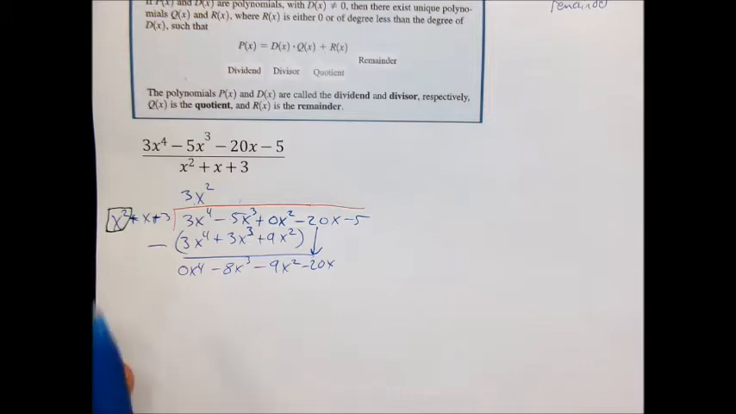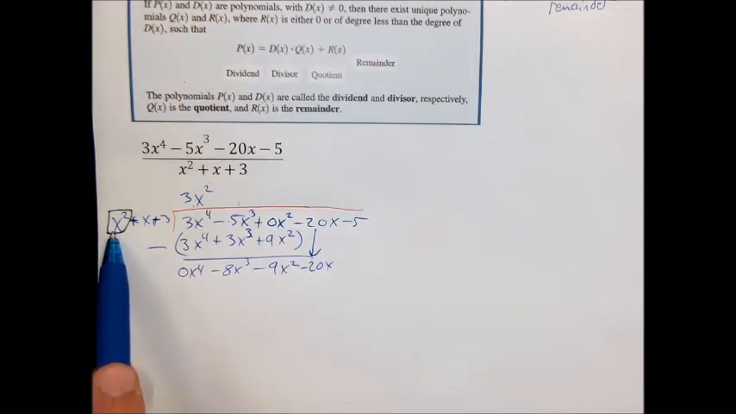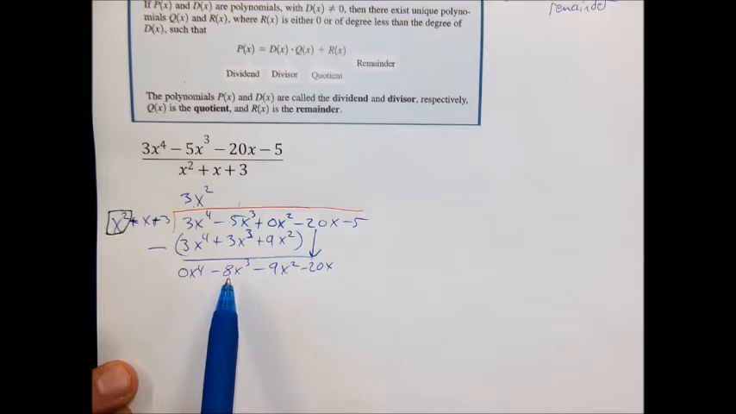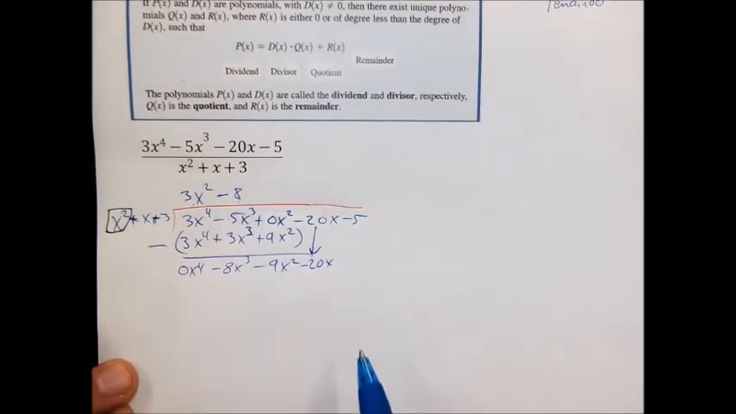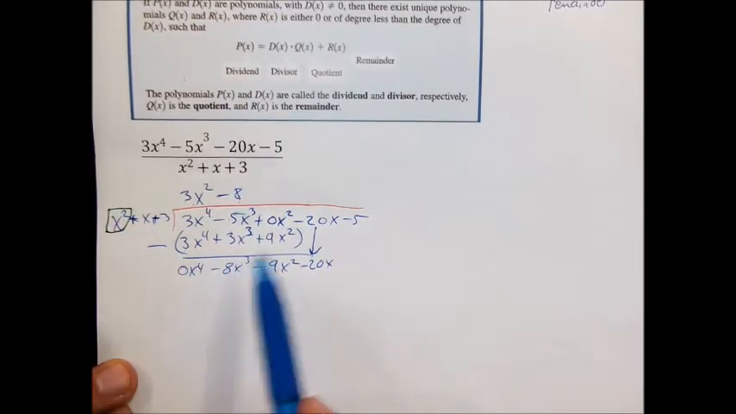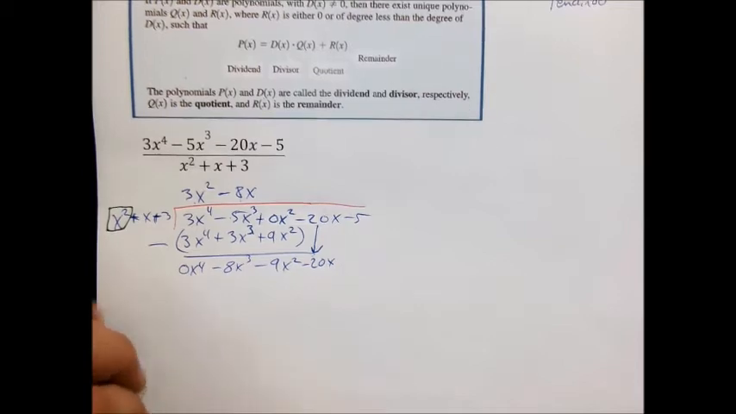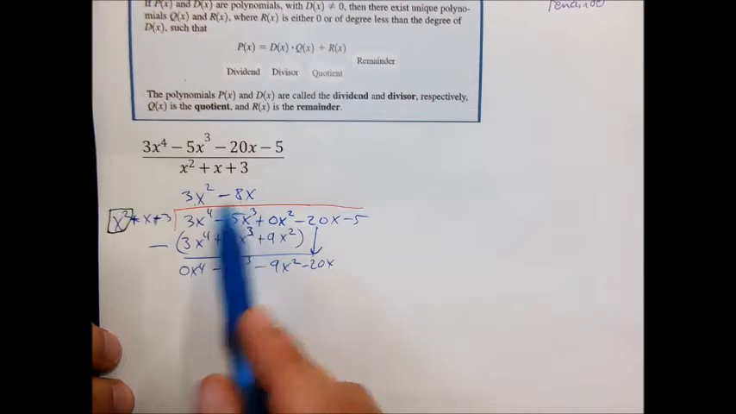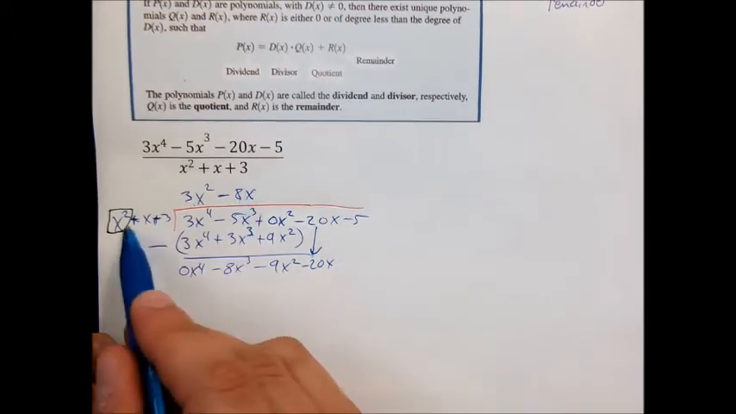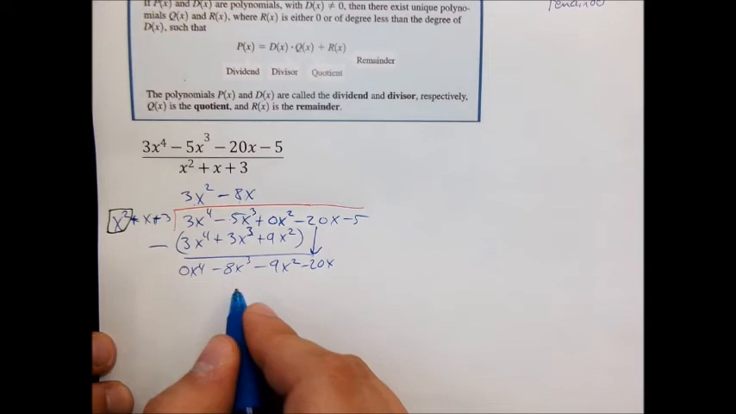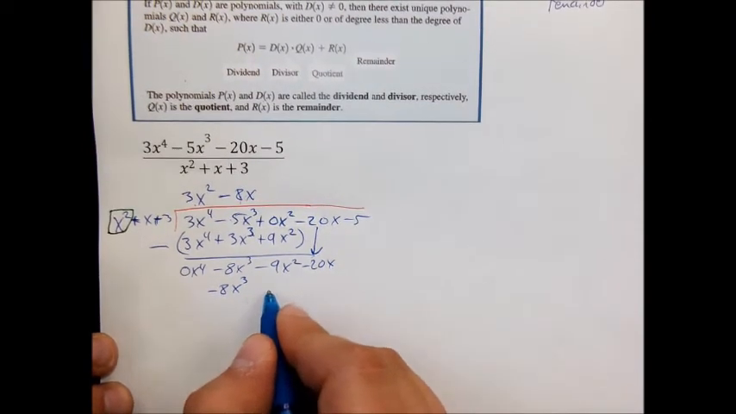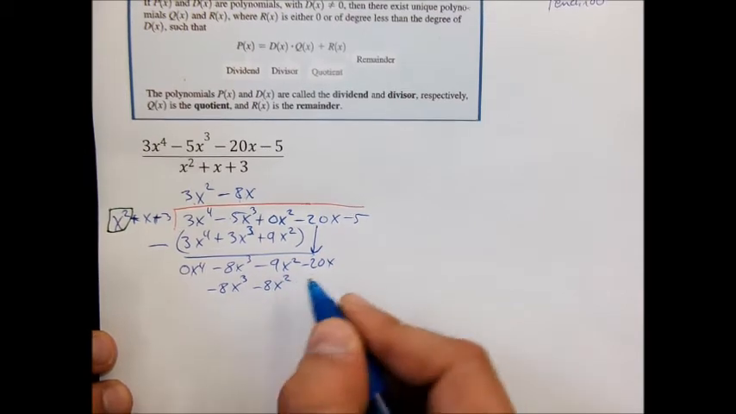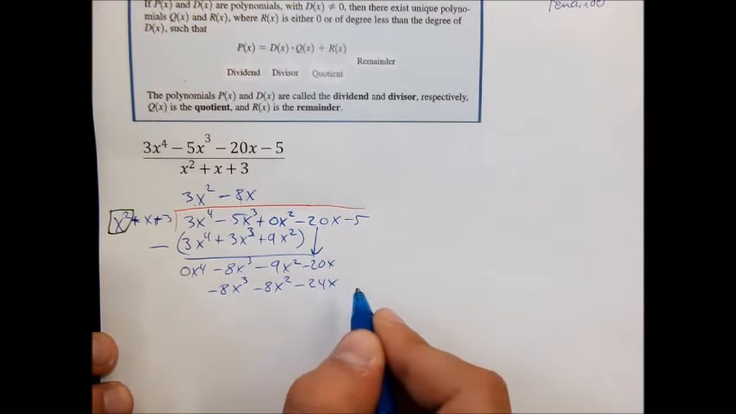And then you just go on to the next one, right? You do the same thing again. x squared times what gives me minus 8x cubed? I need a minus 8, obviously. And then it's an increase of 1 power, so it's going to be x to the 1. So minus 8x. And then you multiply this back through. You multiply the minus 8x times x squared plus x plus 3, and we get minus 8x cubed minus 8x squared minus 24x.